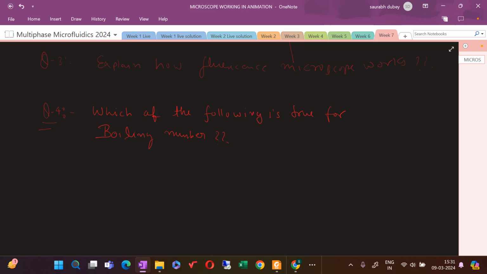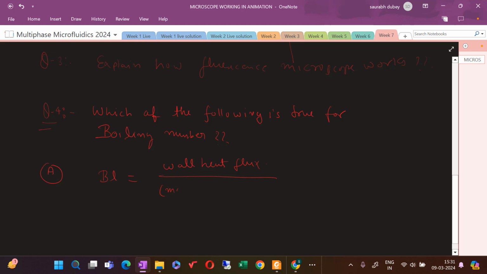Option A: boiling number is equal to wall heat flux divided by mass flux multiplied by latent heat of vaporization. This is the first option.